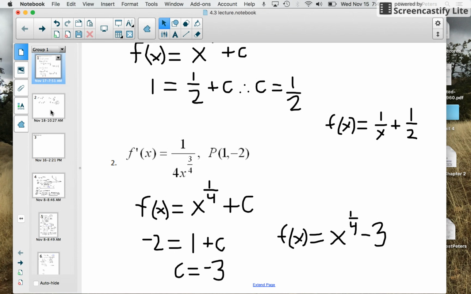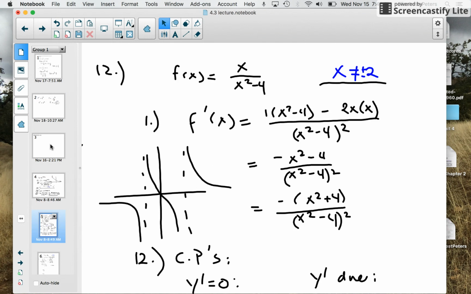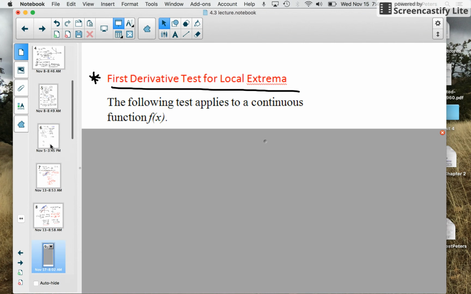All right, next in our presentation, this is just a generic way to find antiderivatives, right? If we've got f prime equals x to the n, then we know that f, the original function, is going to be x to the n plus 1 divided by n plus 1. Since when we find the derivative of f, we would multiply times n plus 1. Next, we've got some homework answers. We'll go over these later.